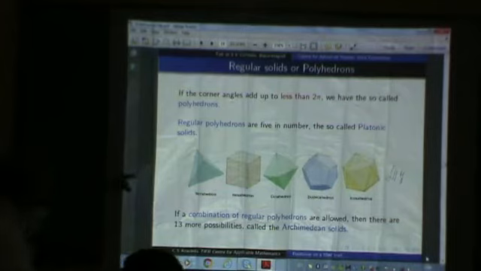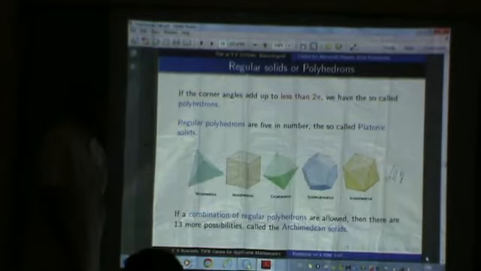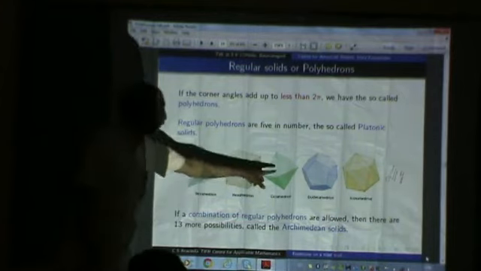So if I use an equilateral triangle, I make one at this vertex, 3 faces meeting. So this is called a tetrahedron. This one has 4 faces meeting, and that is the octahedron.